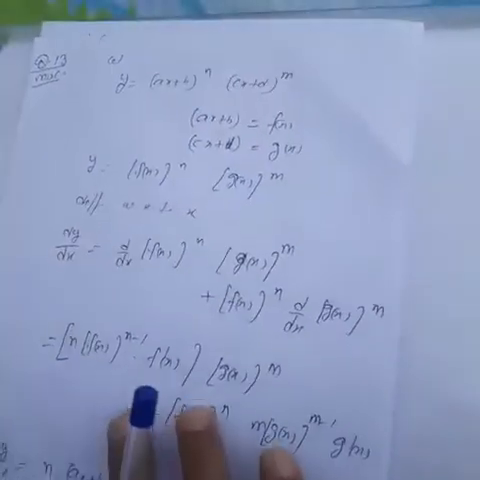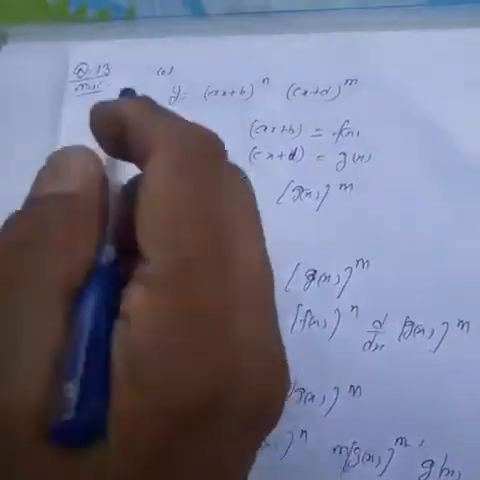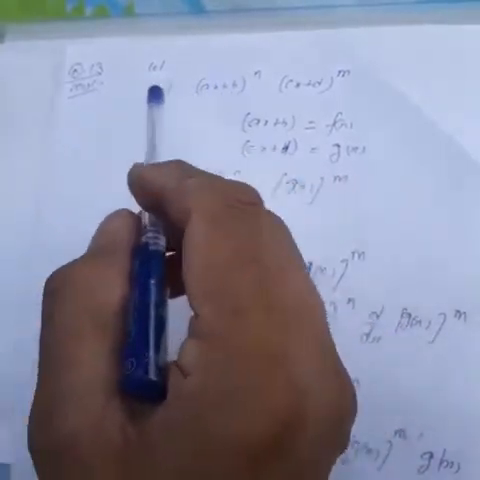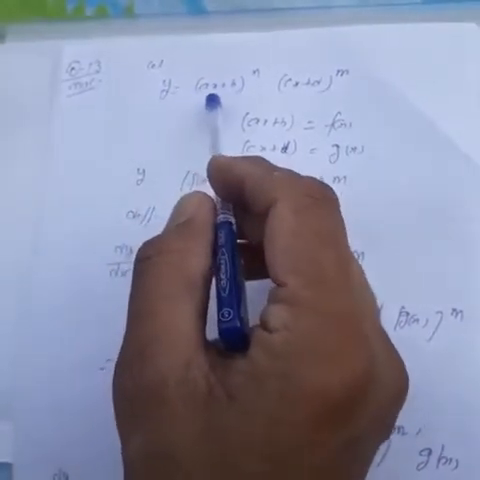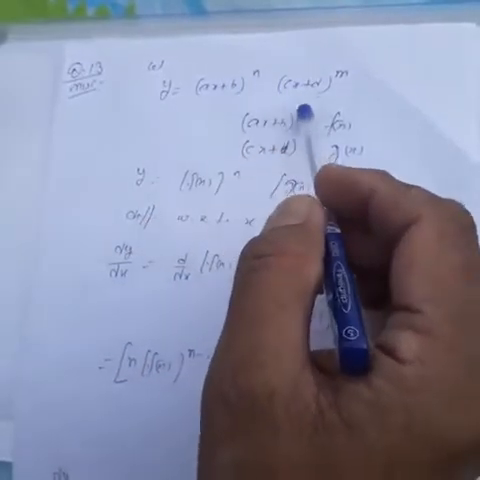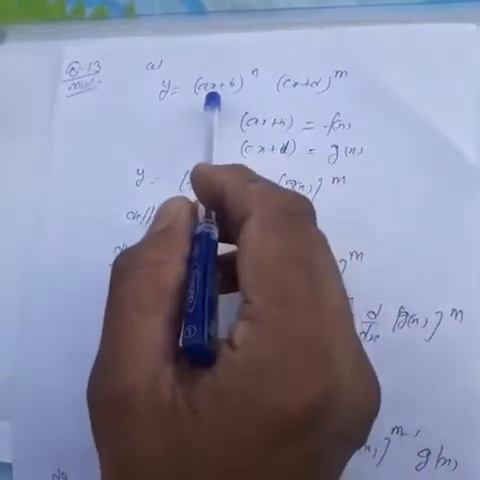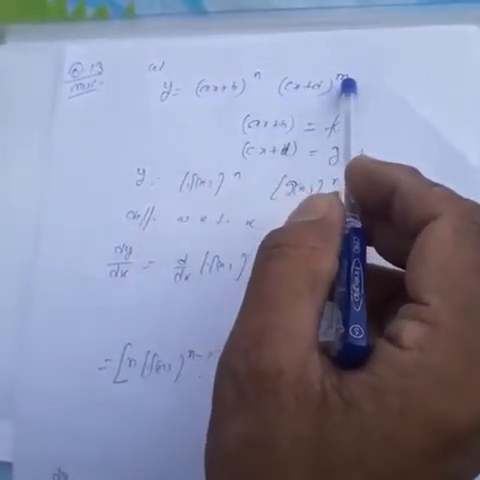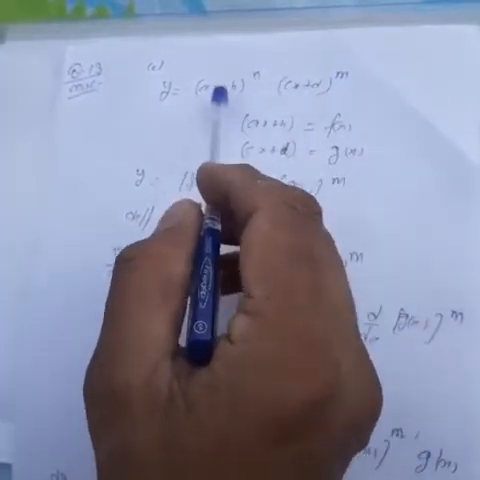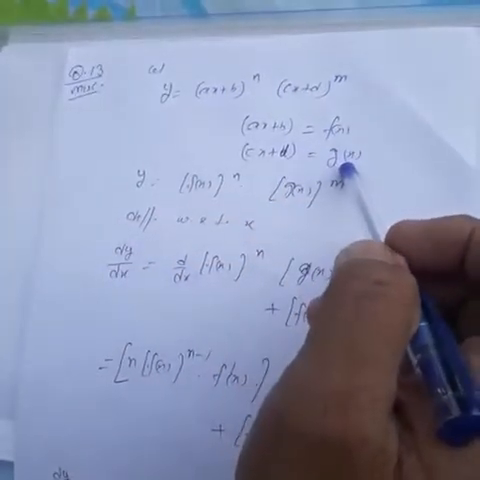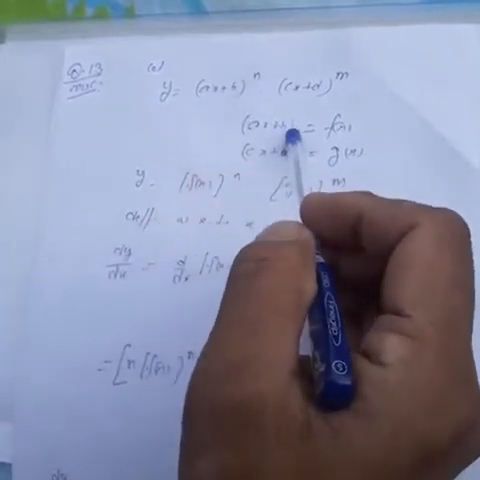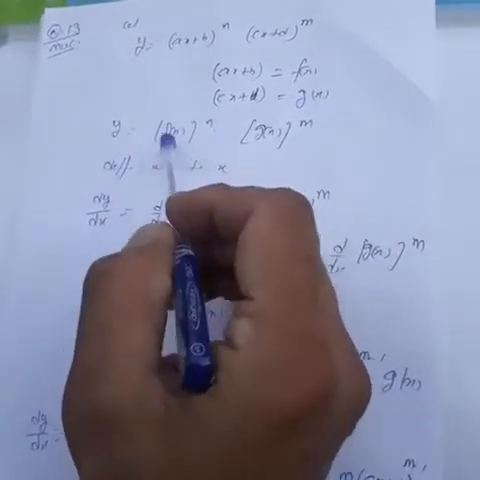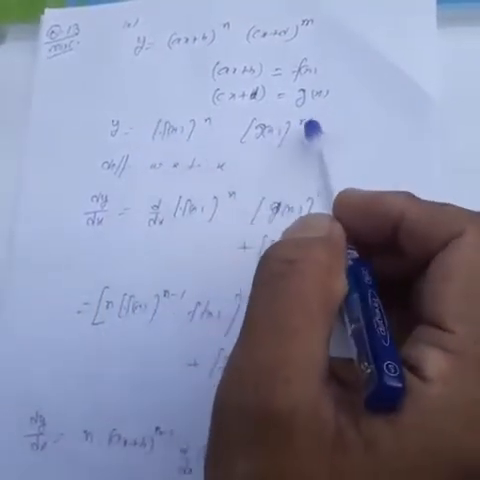Now question number 13 of the miscellaneous exercise. The given function is y equals (ax plus b) raised to the power n into (cx plus d) raised to the power m. Again, this is variable raised to the power constant, and this is also variable raised to the power constant. You can assume these functions as f(x) and g(x). So ax plus b is f(x), and let cx plus d be g(x). So y will be f(x) raised to the power n into g(x) raised to the power m.